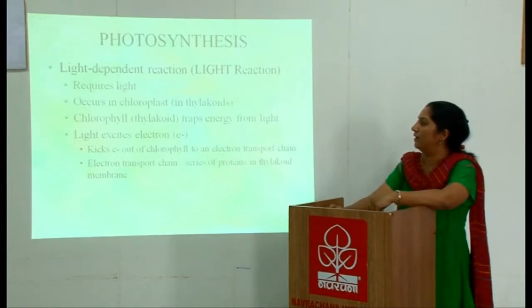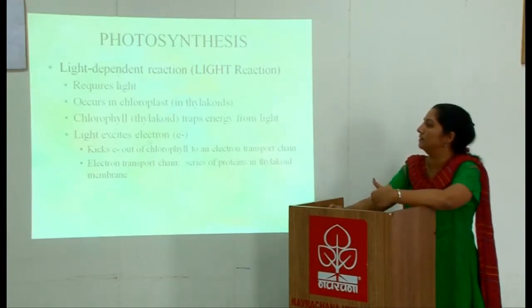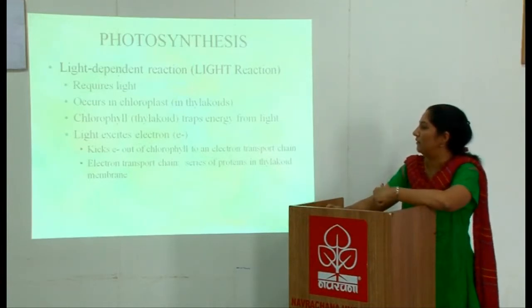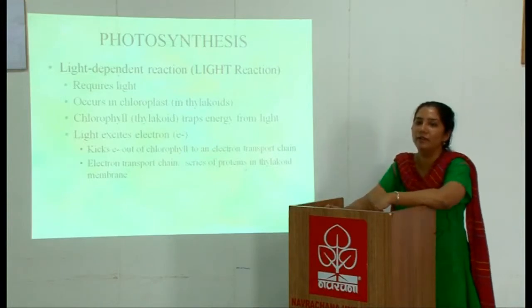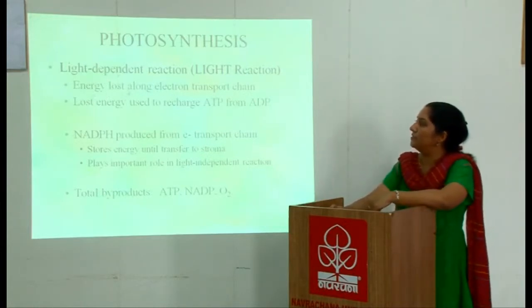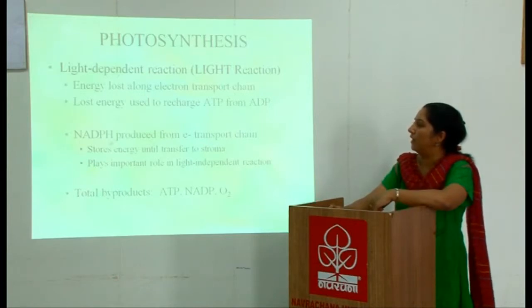Now here the chlorophyll traps the energy which comes from the light, and the light excites the electrons. Now the electron goes into the electron transport chain, which is a series of proteins found in the thylakoid membrane. As we continue in the light dependent reaction, the energy which is lost throughout the electron transport chain is used to recharge ATP from ADP, and you have NADPH also, which is produced from this chain. So ATP and NADPH are produced from this chain.